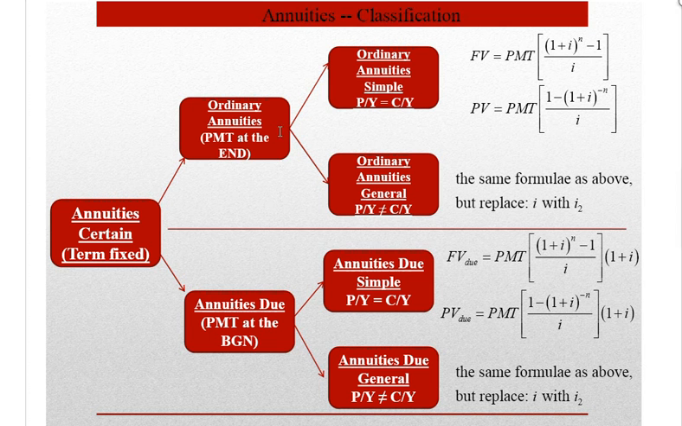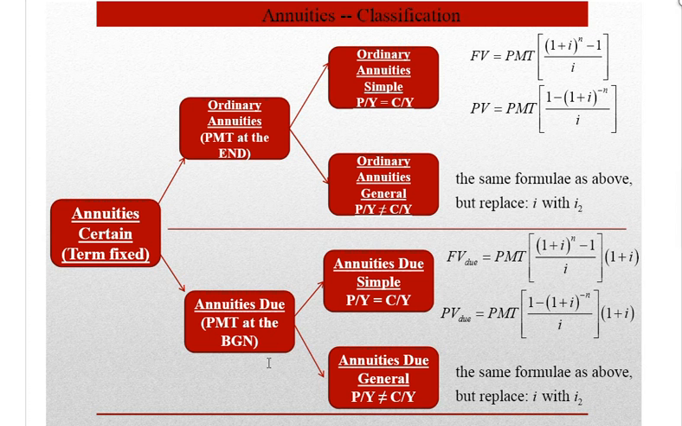Then ordinary we're going to classify into two groups: simple and general. We just check the number of payments per year. If it's equal to the number of compounding periods per year, it's simple. And then we use the formulas for future value and present value as shown here. If P over Y is not equal to C over Y, we're going to have a general annuity, and the same formulas except the i's in here are going to be replaced with I sub 2.